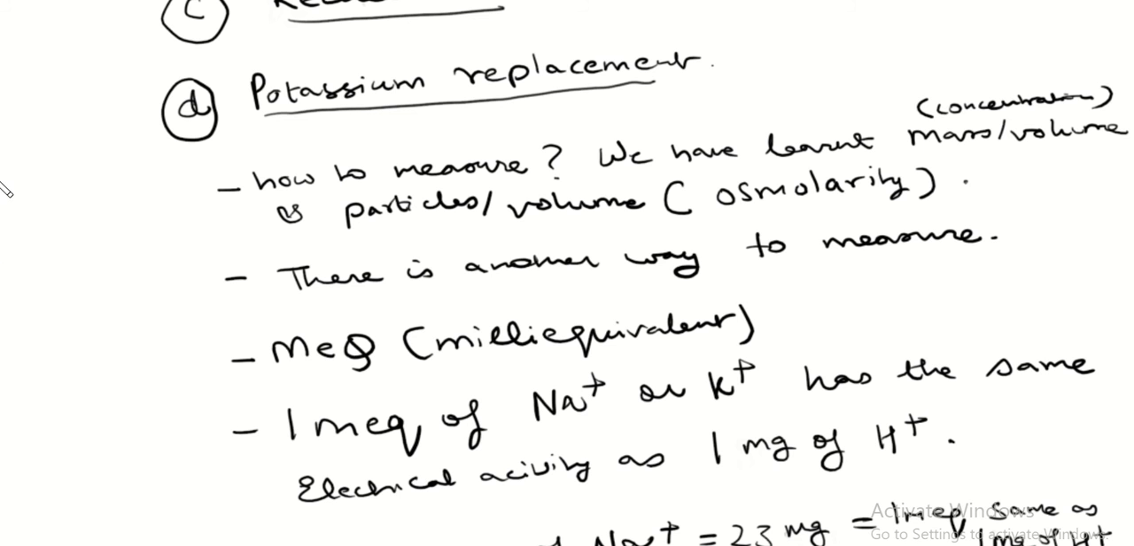We said, okay, we can measure a solute in a solvent. We can say I have this many milligrams in these many mLs or liters. So that was concentration. Another way to measure is particles in volume, and that will lead to the concept of osmolarity, osmolality, and tonicity. Remember that? Now there's a third way to measure things.